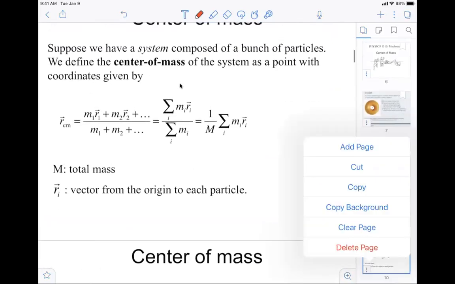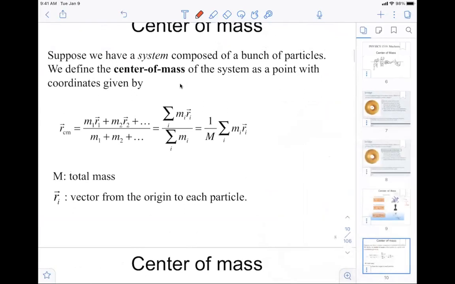Okay, so that's what we just talked about. How do you find the center of the mass of an object? The position R of the center of mass is to add up all the positions for different masses and divide it by the total mass.